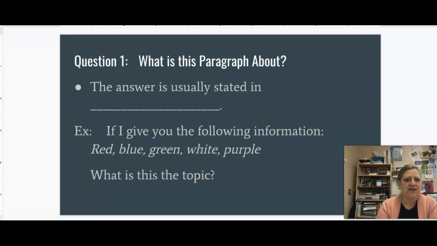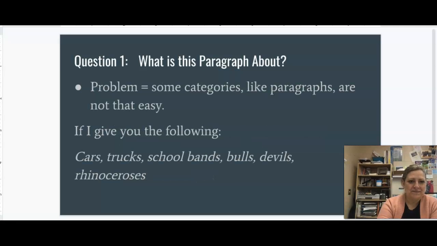The answer is usually stated in the beginning or in a sentence. If I give you the following information, red, blue, green, white, purple, what do you think the topic is? Obviously, it's colors. The problem is some categories, like paragraphs, are not as easy as just a simple list.